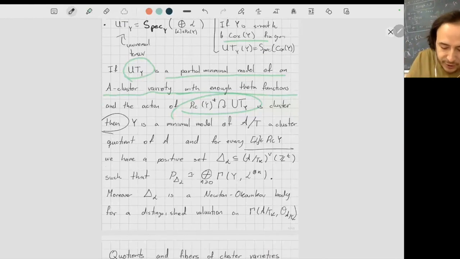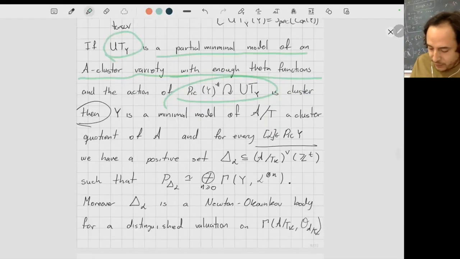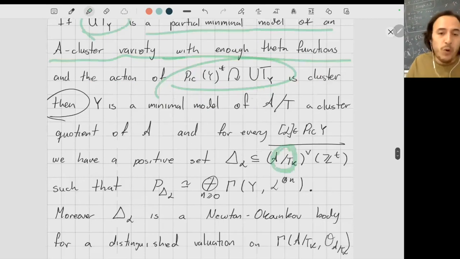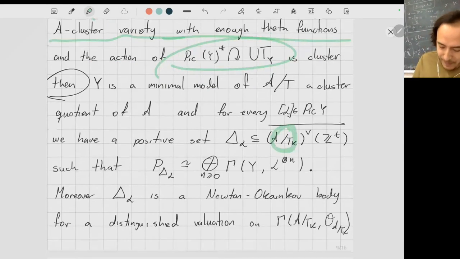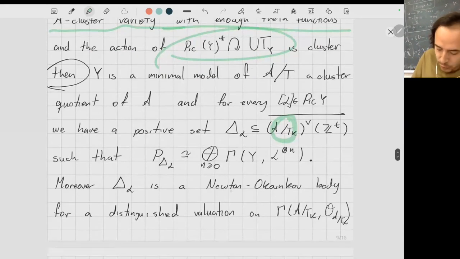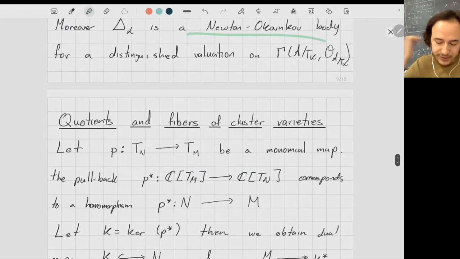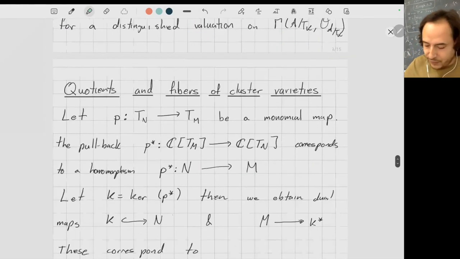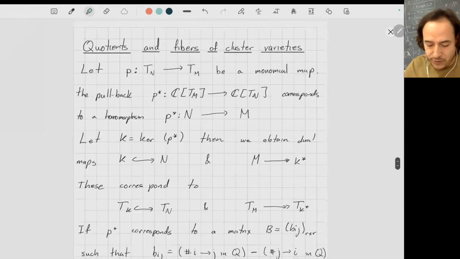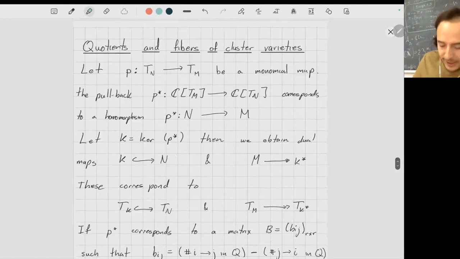What are we going to need in order to define this and get our main theorem? We need to talk about these quotients of cluster varieties and about these Newton Okounkov bodies. So in the next slides, I'm going to talk about these constructions, these quotients and fiber constructions, and these Newton Okounkov bodies. So, quotients and fibers of cluster varieties.